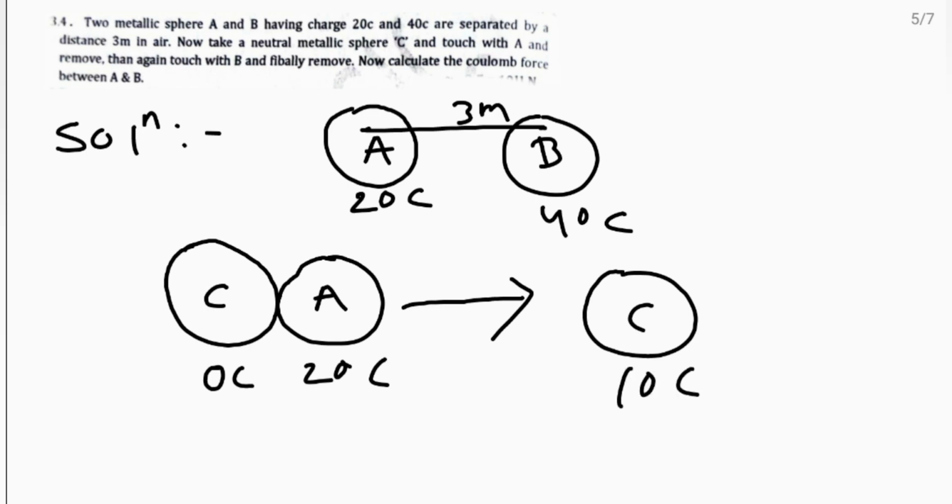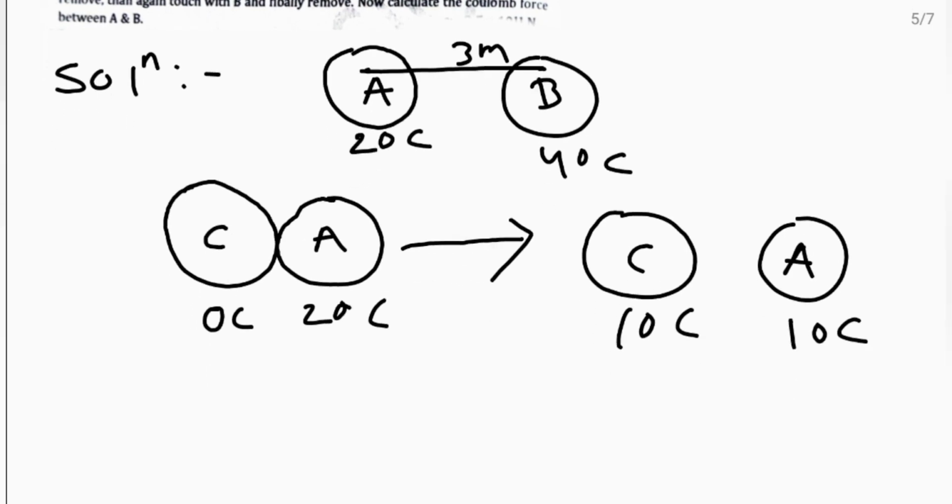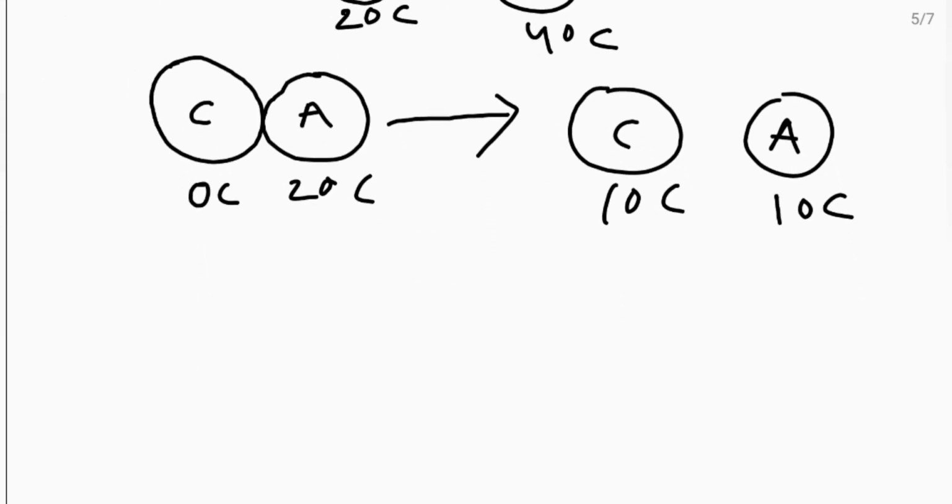10 coulomb, and A also has 10 coulomb, because after contacting, the charge shared by them will be equal. So total charge, 0 plus 20, is how much? 20 divided by 2, 10 coulomb. So each will get 10 coulomb. Now again, this metallic sphere C now has how much charge?